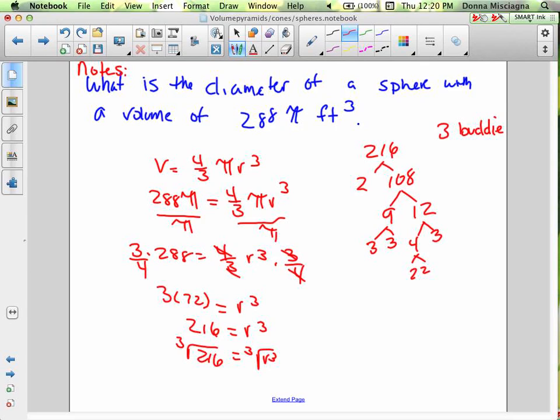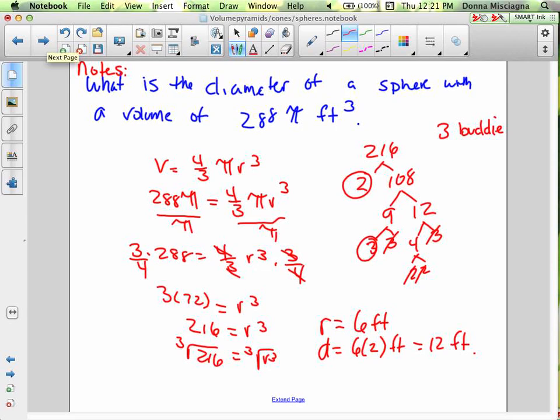Oops. Let's finish this one up. 1, 2 comes out, 2 of them go away. 1, 3 comes out, 3 of them go away. What's left? What's been circled? 2 and a 3. So our radius here is 6. No, just 6. Radius is 6 somethings, feet. Did we answer the question? Yes. No. Diameter. So diameter is going to be 6 times 2 feet. So that's going to be 12 feet. There we go. All right, so I'm going to close this.